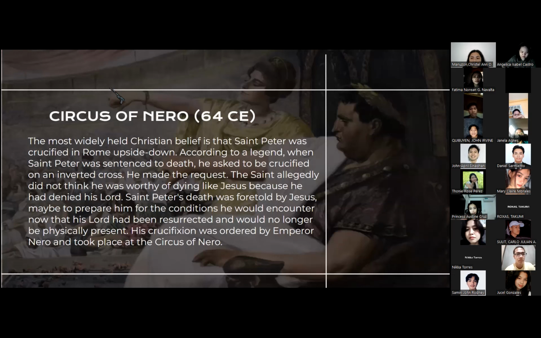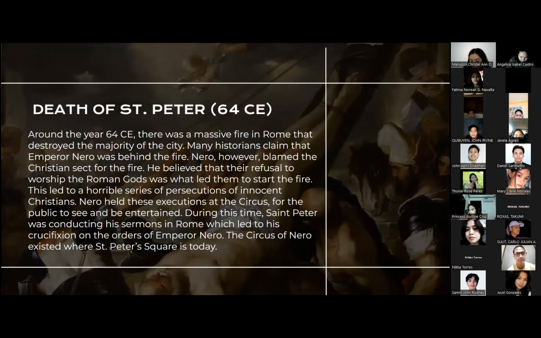in Rome under the rule of Nero, and he was given the death penalty. He requested to be crucified on an upside down cross. Yung pabaliktad, imagine si Jesus Christ nakapako, pag binaliktad mo, ganun yung itsura niya. Because the saint had denied his Lord, it is said that he did not believe he was deserving of dying like Jesus. Next slide.